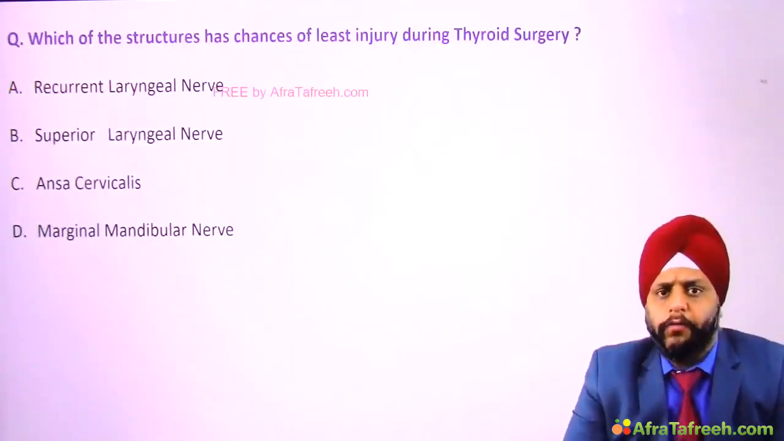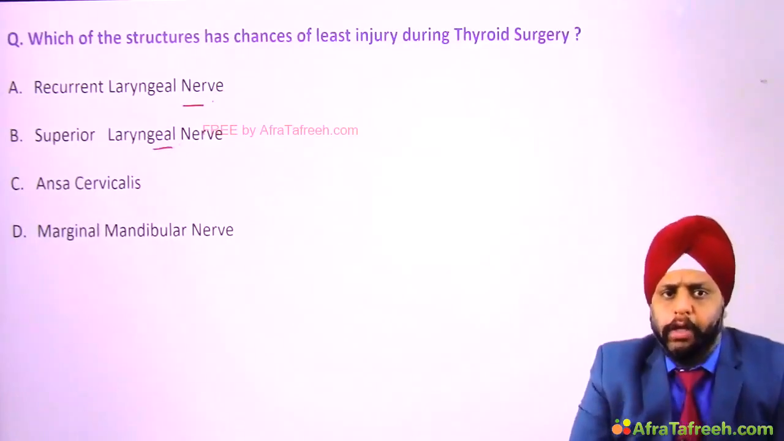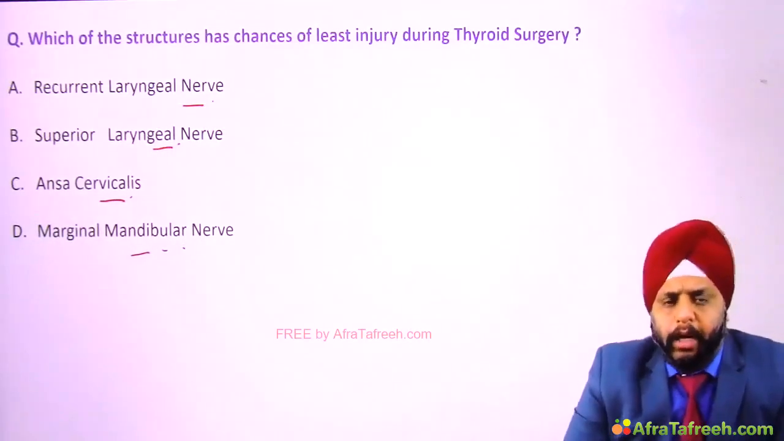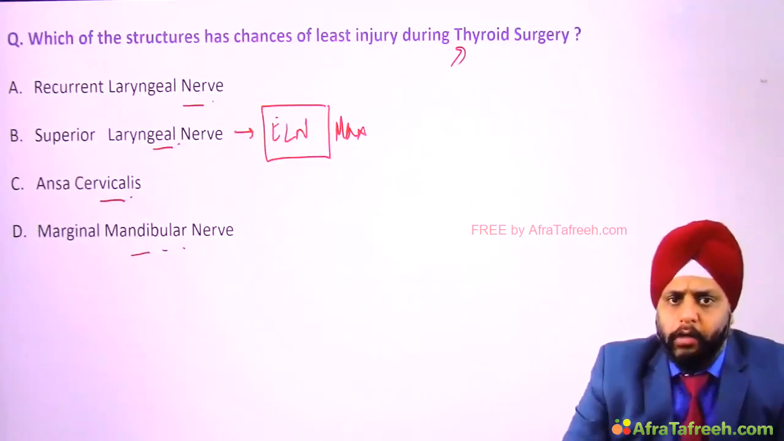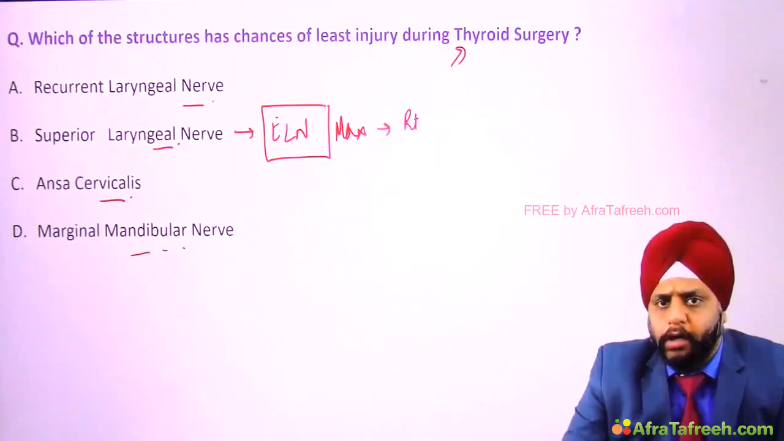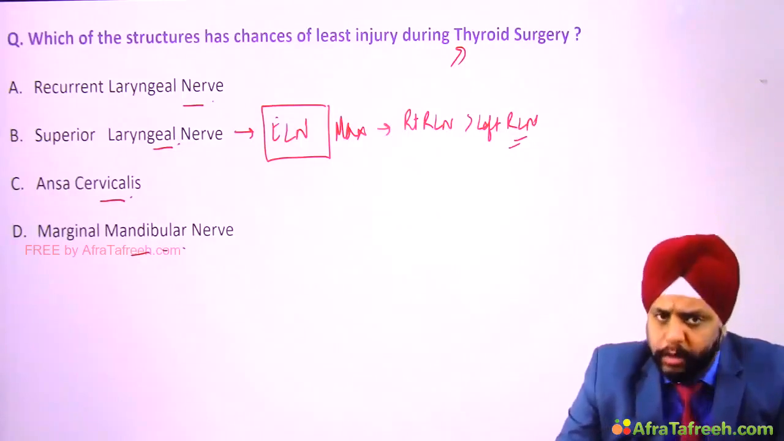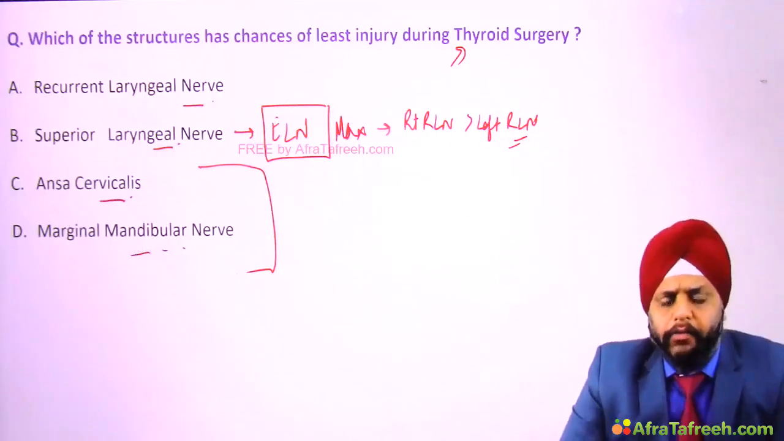Next question. Which of the following structures has least chances of injury during thyroid surgery? Recurrent laryngeal nerve, superior laryngeal nerve, ansa cervicalis, marginal mandibular. We know that superior laryngeal nerve gives the external laryngeal nerve, which has the maximum chances of injury in thyroid surgery. External is followed by the right recurrent, which is more commonly injured than the left recurrent. Now what about ansa cervicalis and marginal mandibular nerve?